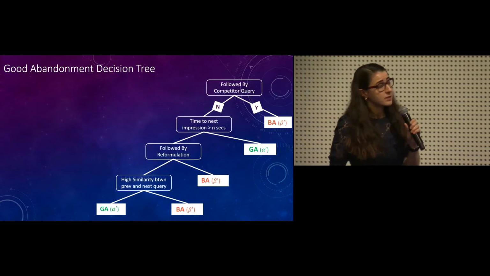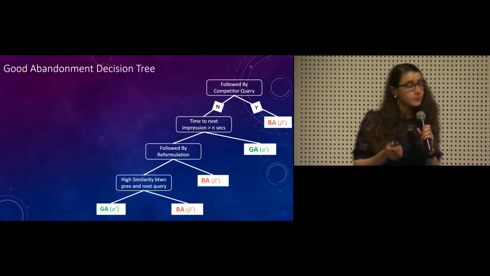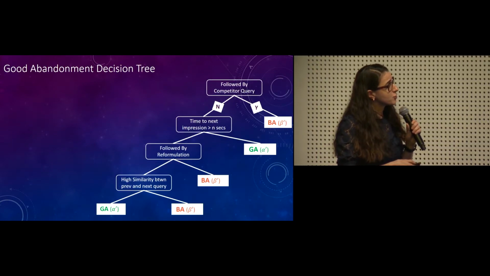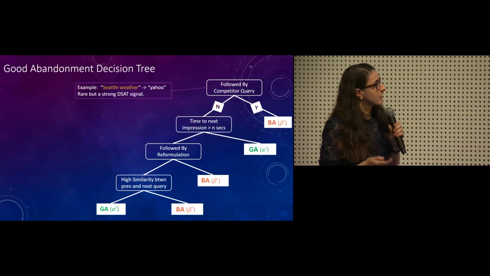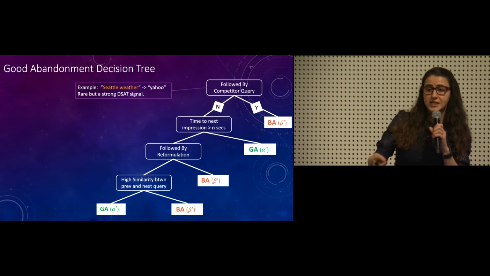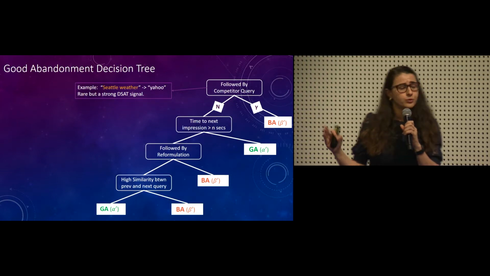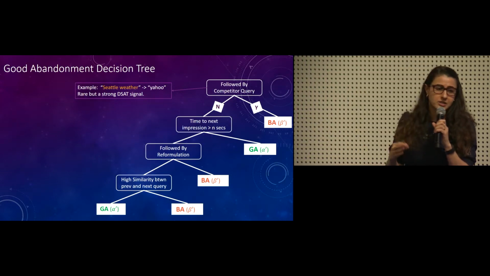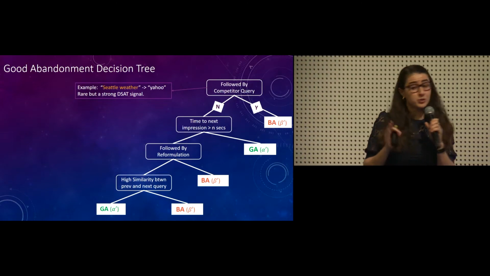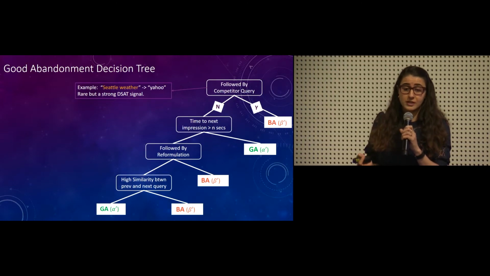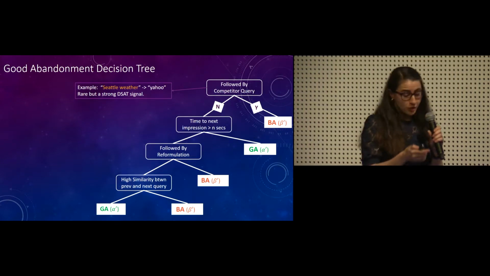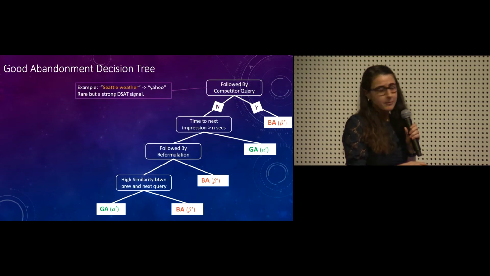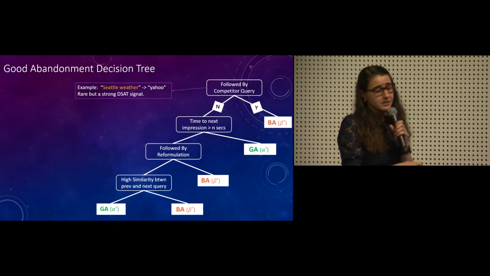So this is really the tree that we ended up with. The first node is, we check whether a query is followed by a competitor query. By that, I mean, for example, the user searches for Seattle weather, and then they search for Yahoo. It's actually very rare in our logs. It doesn't really happen that often. But when it does happen, it's a very strong signal of dissatisfaction, because the user is abandoning you to go to your competitor, and you really don't want that. So if that's the case, we label this as bad abandonment, and we give it a negative weight in utility.